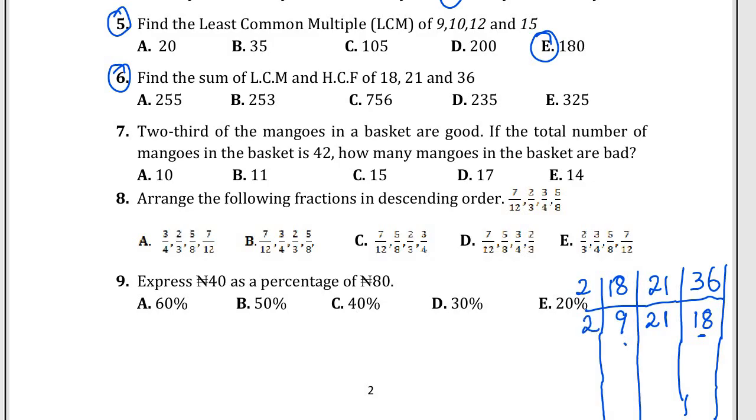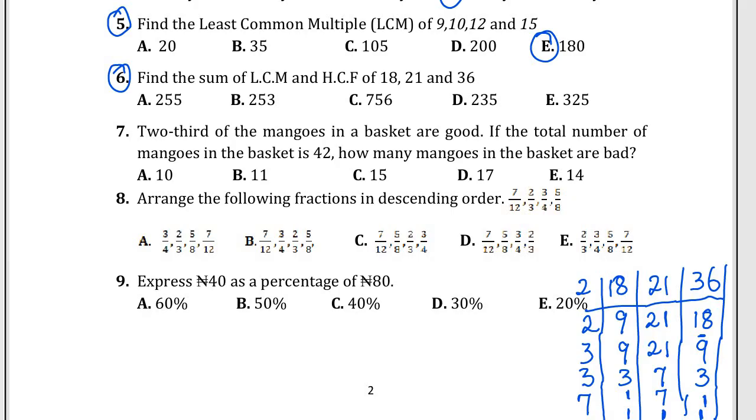9 divided by 2 is 9. 21 divided by 2 is not possible. 18 divided by 2 is 9. Now 2 is done with its work, you go to 3. 9 divided by 3, 3. 21 divided by 3, 7. 9 divided by 3, 3. Continue with 3. 3 divided by 3, 1. 7 cannot. 3 divided by 3, 1. Then the last value to use is 7. Into 1 is 1, into 7 is 1, into 1 is 1. So once you have your 1, 1, 1, that means you're done.